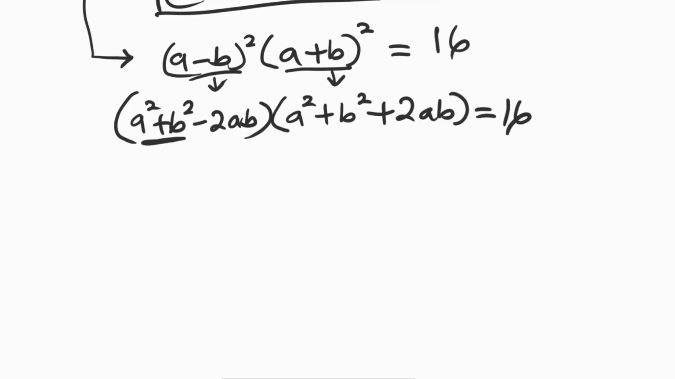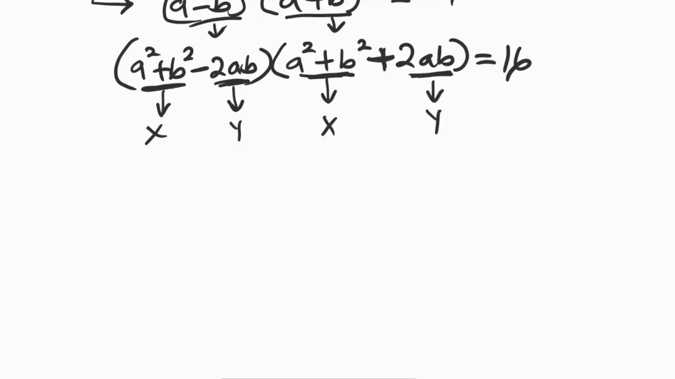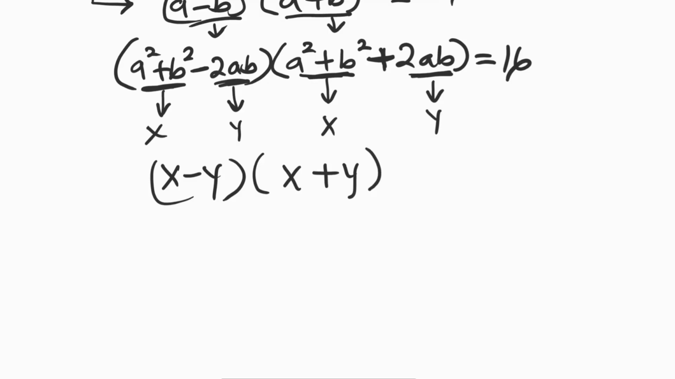Now, what we have here is in the form of a squared plus b squared and 2ab, a squared plus b squared and 2ab. The only difference is the minus that we have here and the positive sign that we have there. So let us denote a squared plus b squared with a variable x, and 2ab with y. So now what we have is x minus y and x plus y equals 16.